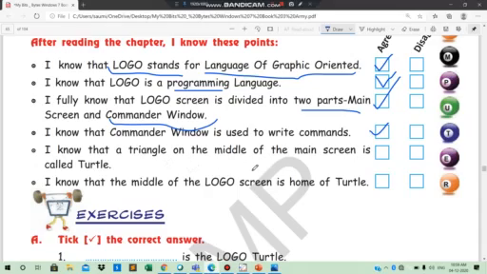I know that a triangle in the middle of the main screen is called the turtle. I know that the middle of the logo screen is the home of the turtle. तो yes, ये हमें पता है.